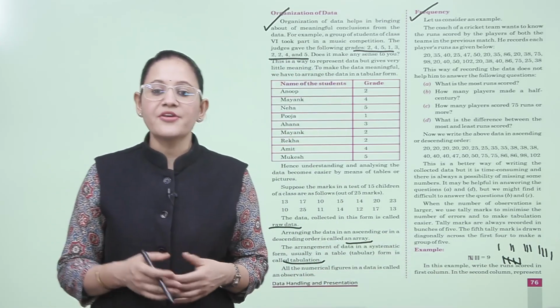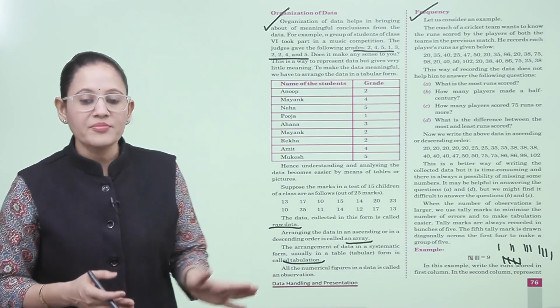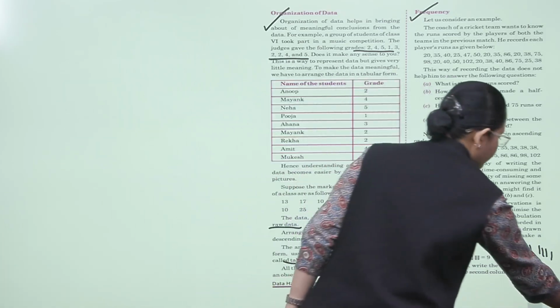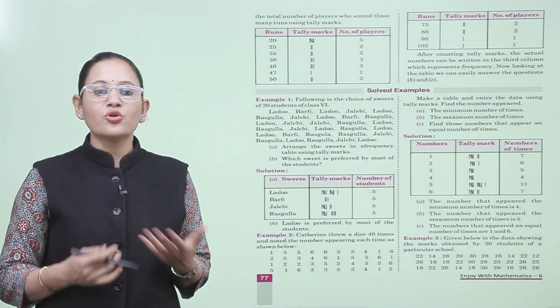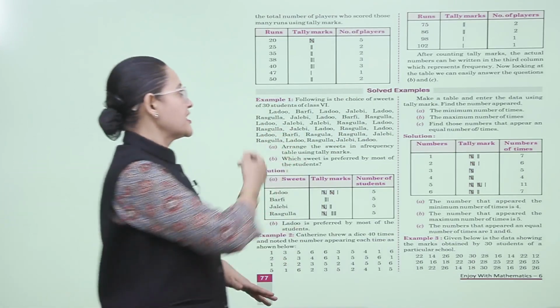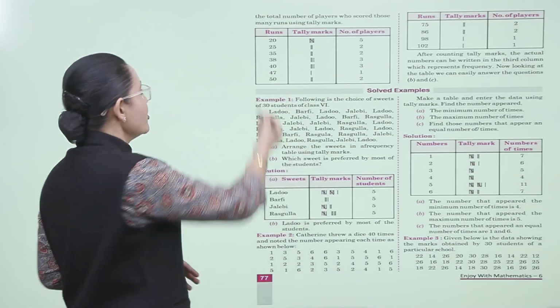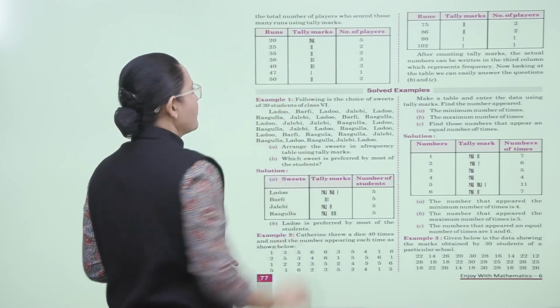So, in this example, write the runs scored in the first column. In the second column, represent the total number of players who scored that many runs using tally marks. So, now we will arrange this data in a tally mark table. So, these are the runs, tally marks and number of players.